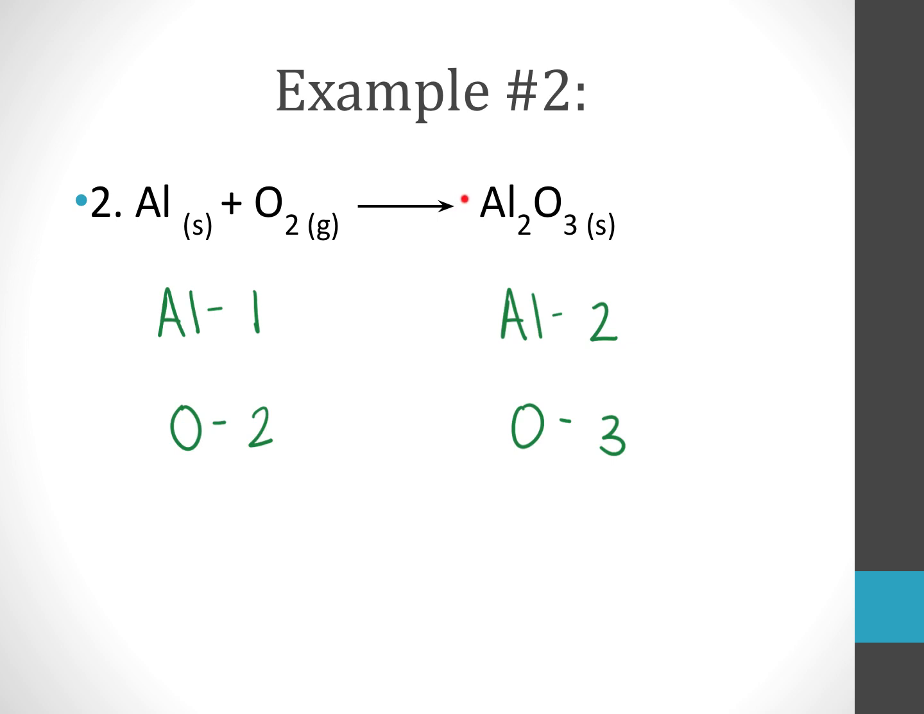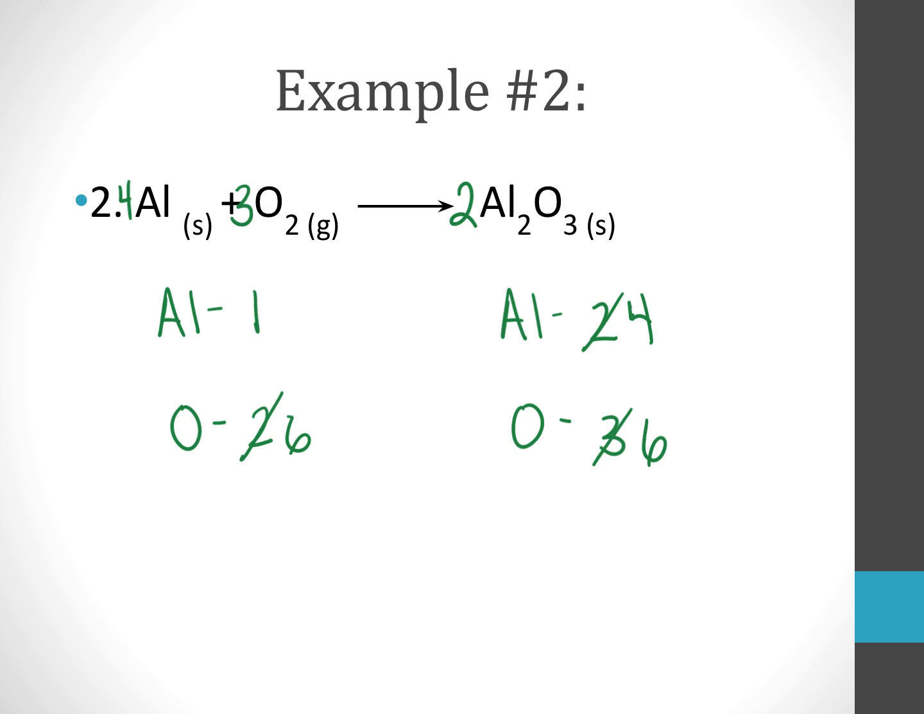Okay, so what coefficient do you have to add here to get it to 6? Okay, so I'm going to put a 2 there. So now we have 6 oxygens. What other element did that affect? Aluminum. So how many aluminums? Okay, so on this side, what do you have to add to get it to 6? Okay, so I'm going to add a 3. And then what do you have to add in front of aluminum? A 4.